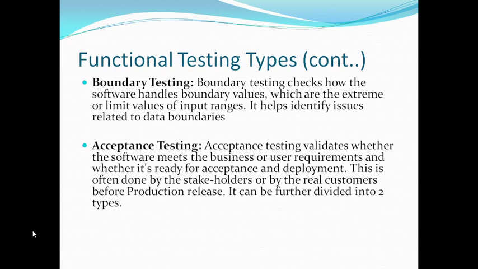Acceptance testing. Acceptance testing validates whether the software meets the business or user requirements and whether it is ready for acceptance and deployment. Okay, this is often done by the stakeholders or by the real customers before production release. It can further be divided into two types, which is user acceptance testing or alpha and beta testing.